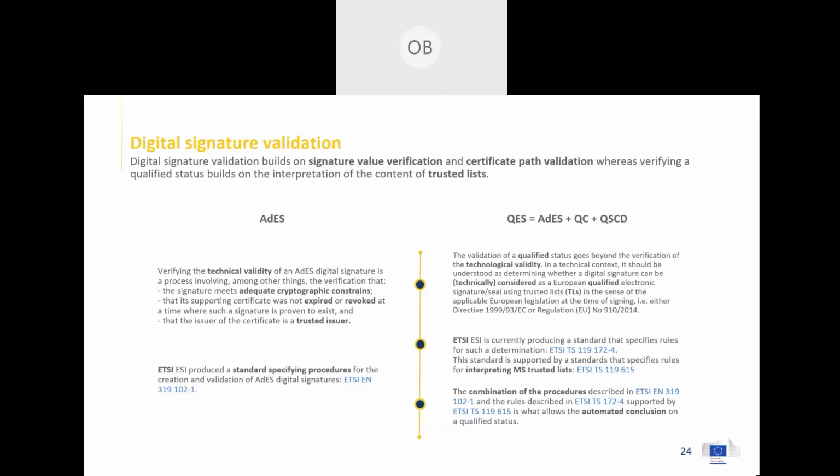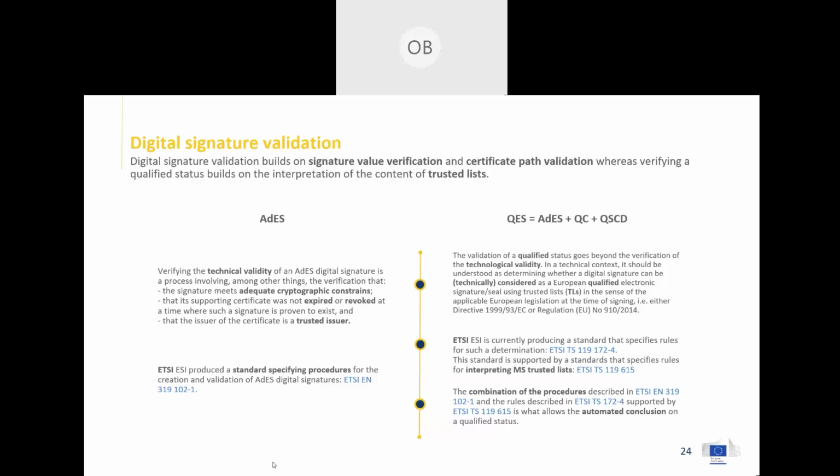And for this part of the procedure, there are again ETSI standards, and these are first the rules for such a determination. This is the 119 172-4 that explains how to augment, if I may say it like that, or customize the 319 102-1 from the eIDAS part for the qualified situation. This one, as you will see, relies on another standard, just focusing on how to interpret the content of a trusted list. This is the 119 615, a very interesting one on how to process and interpret the content for the purpose of such algorithms.